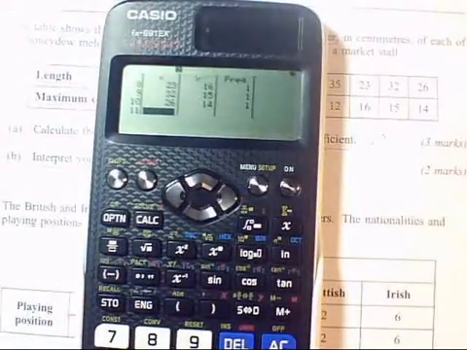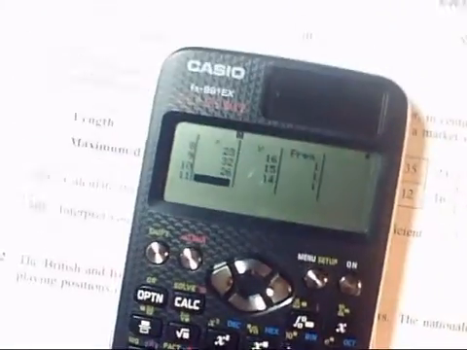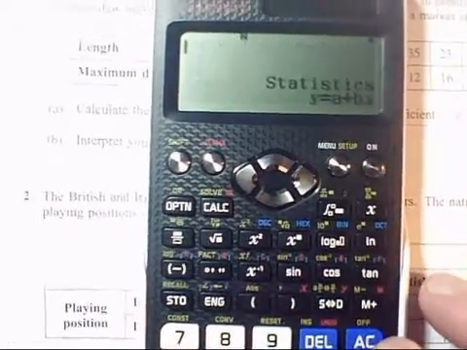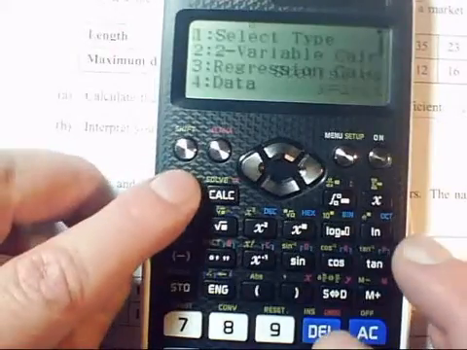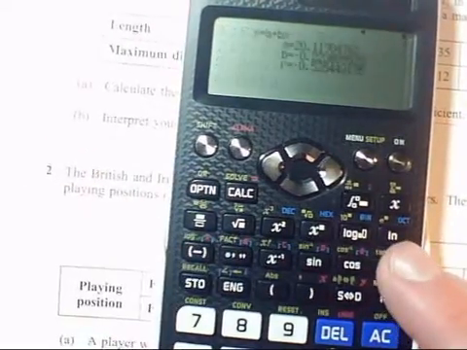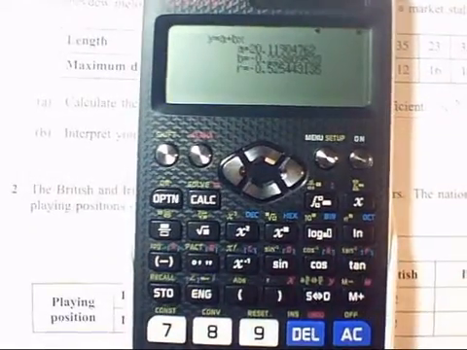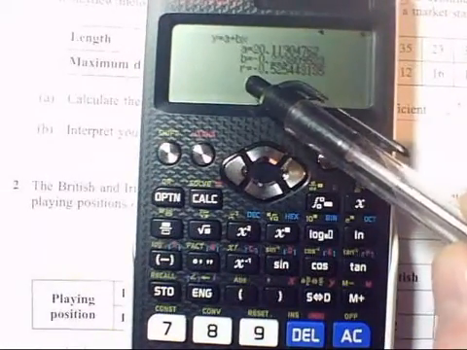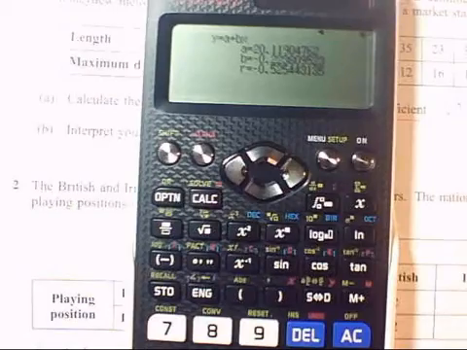So now I've done that, I have to get my regression calculations up. So I press AC to get off that screen, and option regression calculations, and I can read everything here. So I can see my R value, and there is a minus sign on it, so R equals minus 0.5254.